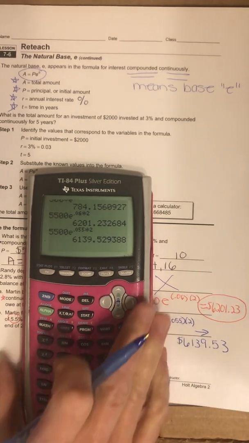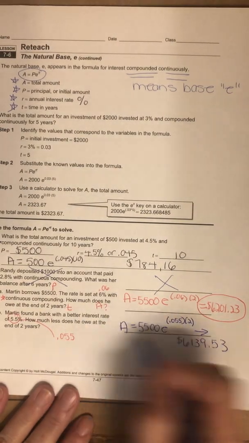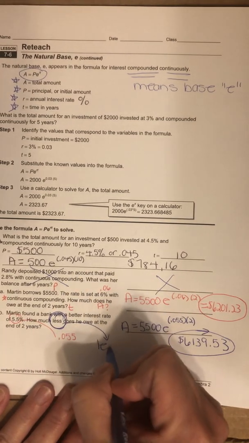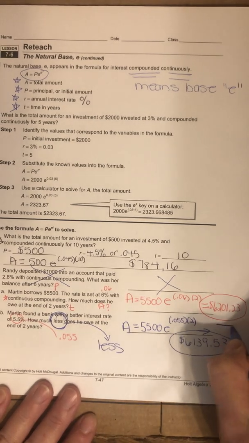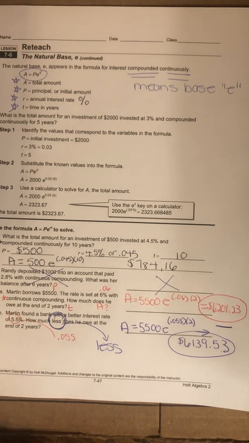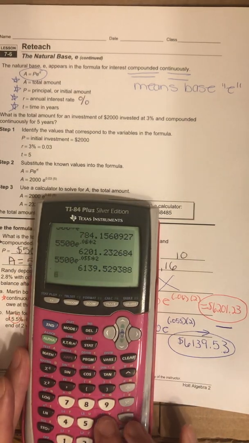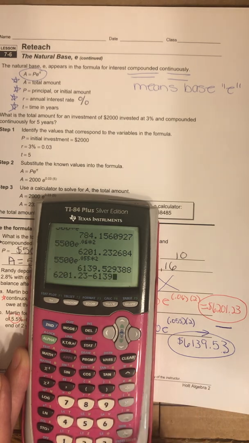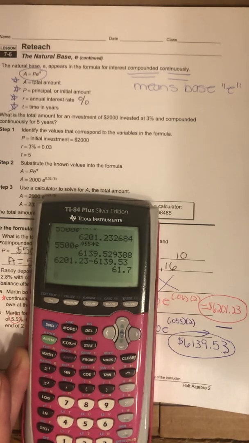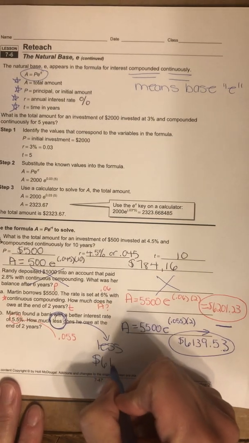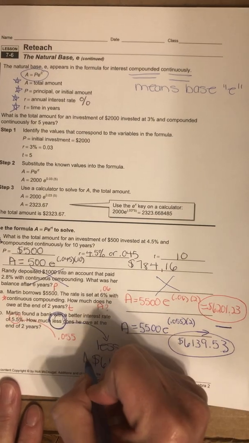$6,139.53. Now, they asked though, how much less does he owe? Notice it says less. So we're going to find the difference between these two dollar amounts in red and blue to find out how much less he has to pay. $6,201.23 minus $6,139.53. He saved himself $61.70 is the final answer. There we go.